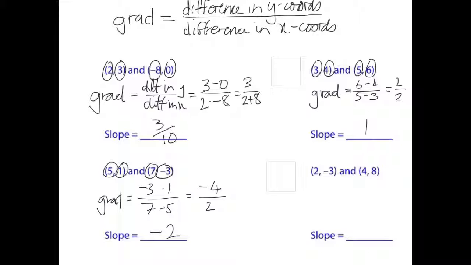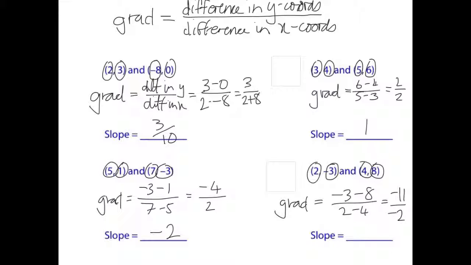And finally, the gradient here is difference in y coordinates, so this time I'm going to go minus 3, subtract 8. So I'm doing left hand numbers subtract from the right hand numbers, so 2 subtract 4, which is negative 11 over negative 2. And a negative divided by a negative is positive, so that's 11 over 2, or 5.5.